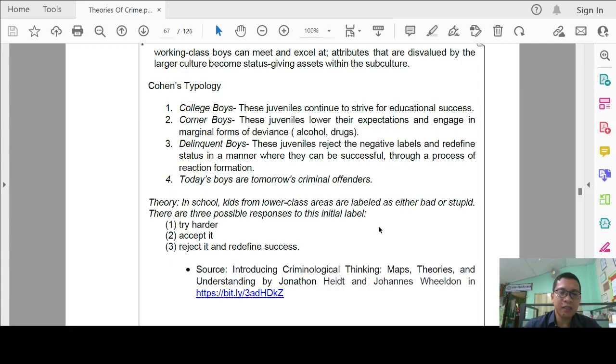So in theory, school kids from the lower class are labeled as either bad or stupid. There are three possible responses to this initial label. In particular, this is not common here with us, because here the levels are almost the same. In terms of income, the income is about the same, with only a few who have more. But when we go to big cities, when we go to other countries, in particular western countries, the lower class is prominent, because the income of the people varies.